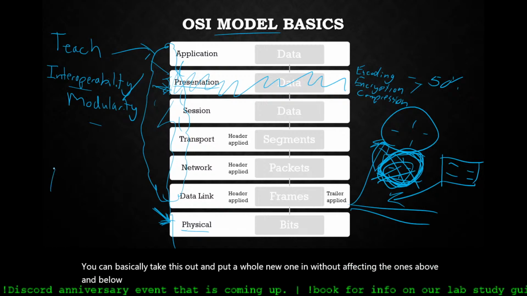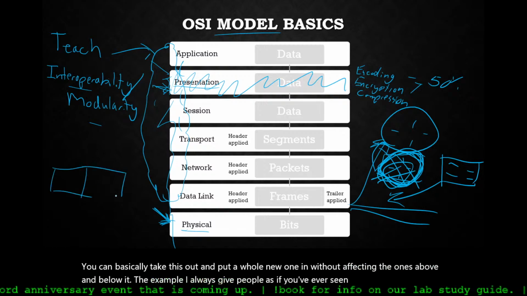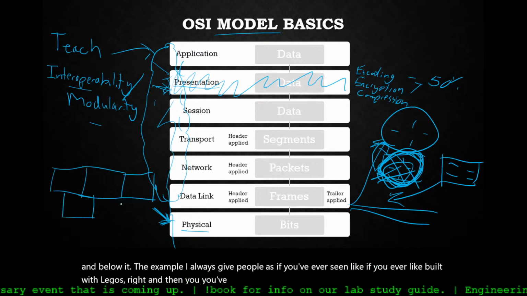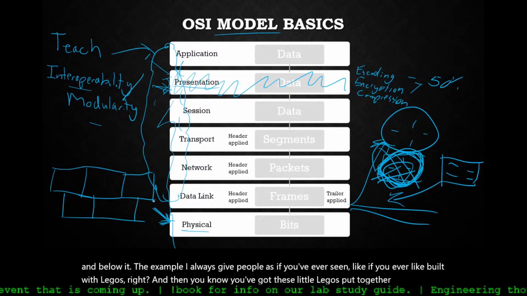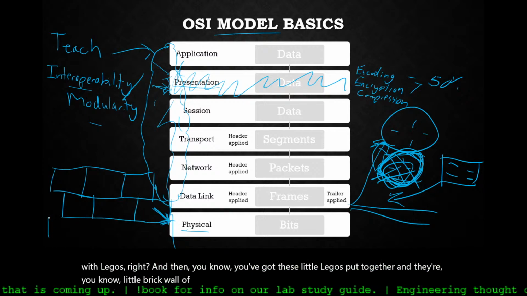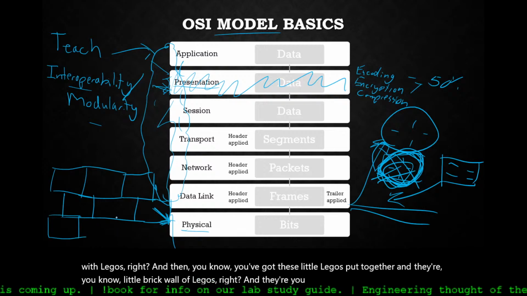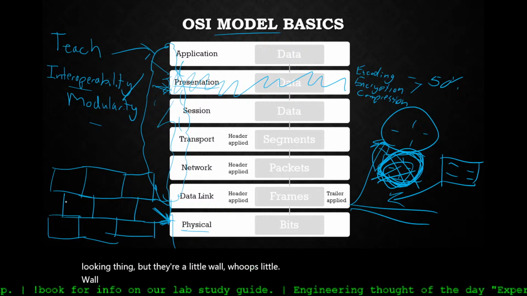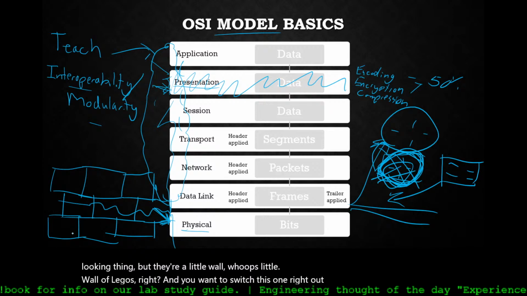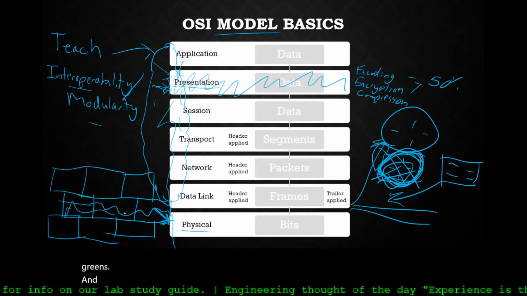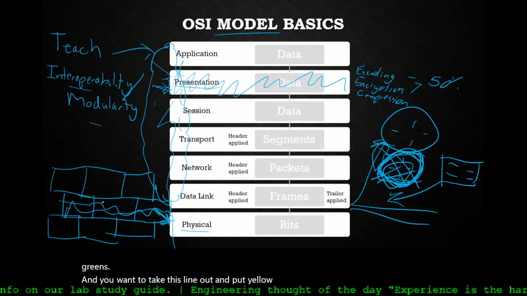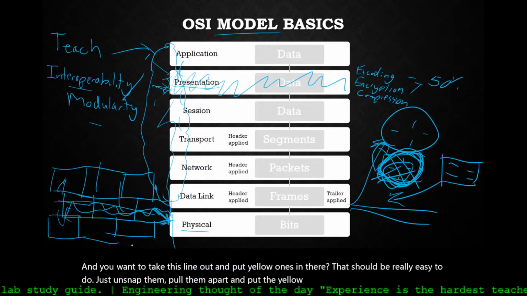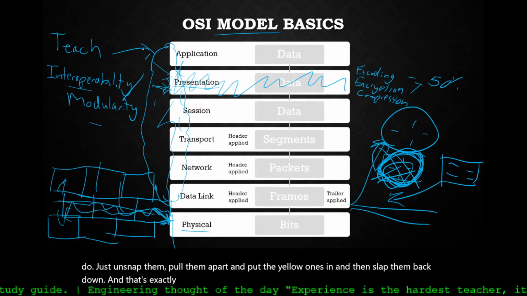The example I always give people is, if you ever built with Legos, right? You've got these little Legos put together, and they're a little brick wall of Legos, kind of a little firewall looking thing. And you want to switch this one right out here. You have a bunch of greens, and you want to take this line out and put yellow ones in there. Well, that should be really easy to do. Just unsnap them, pull them apart, put the yellow ones in, and slap them back down. And that's exactly how a model like this works.